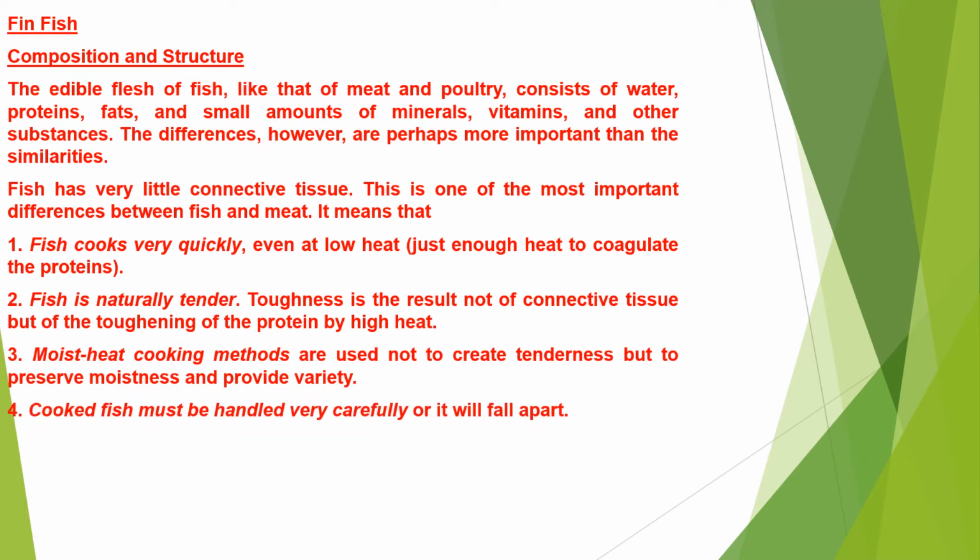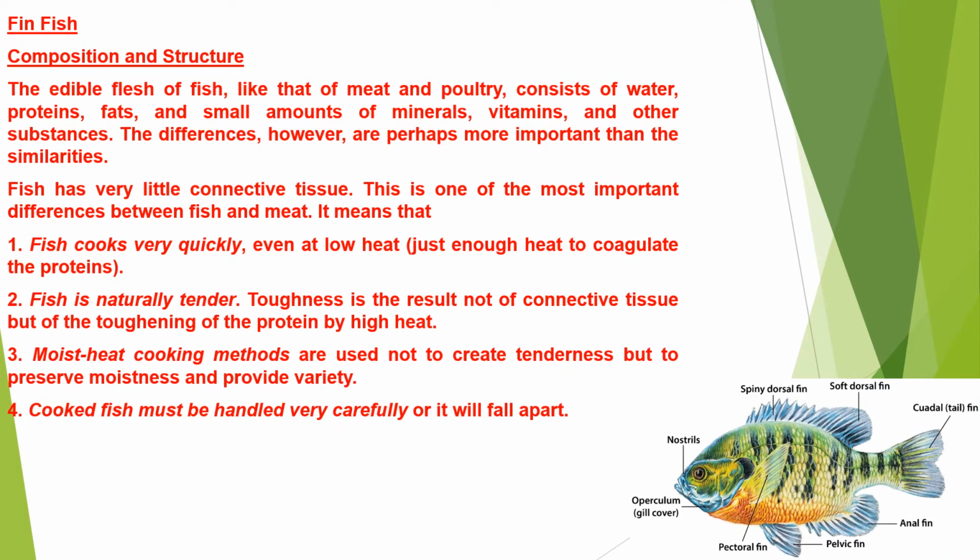Number 3, moist heat cooking methods are used not to create tenderness but to preserve moisture and provide variety. So moist heat is the most common one used in fish. Cooked fish must be handled very carefully or it will fall apart.